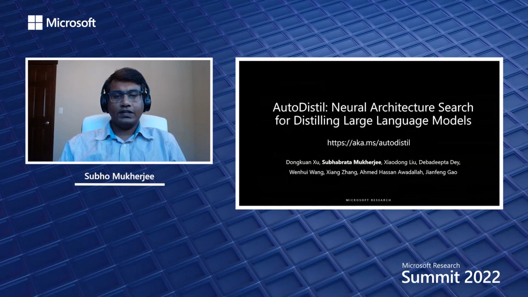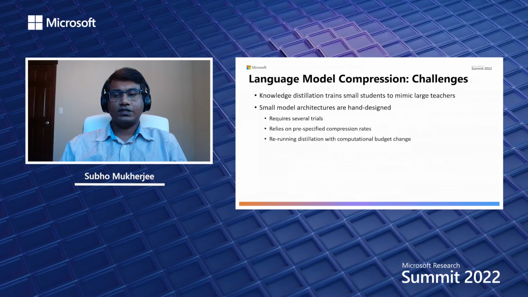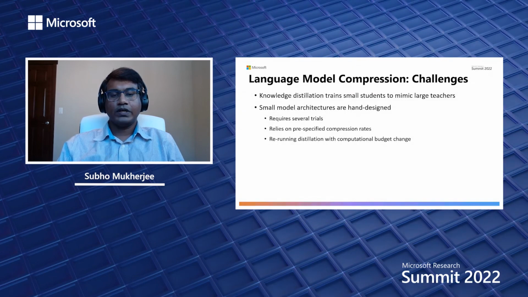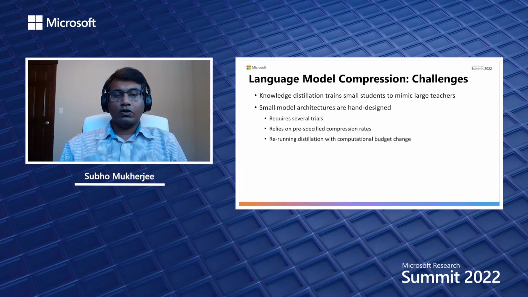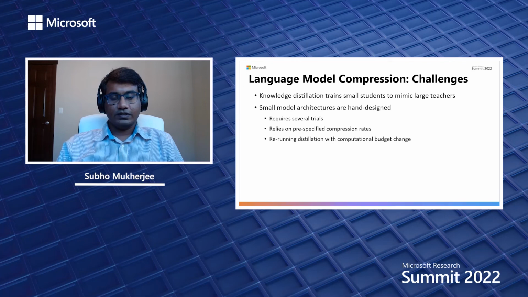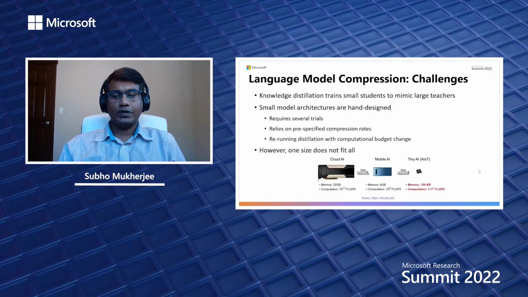Knowledge distillation techniques transfer knowledge from a large teacher model to a small student model. These students are typically hand engineered, which requires several trial and error. They also require a pre-specified compression rate. Therefore, every time there is a computational budget change, one needs to rerun the distillation process. However, different target devices have different resource constraints. For example, CPU, GPU, and FPGAs have different memory and latency requirements.